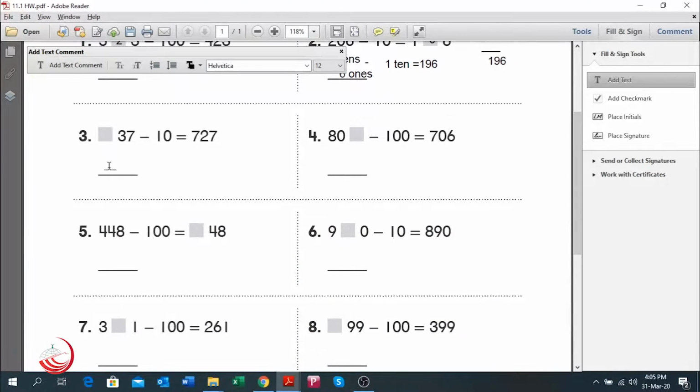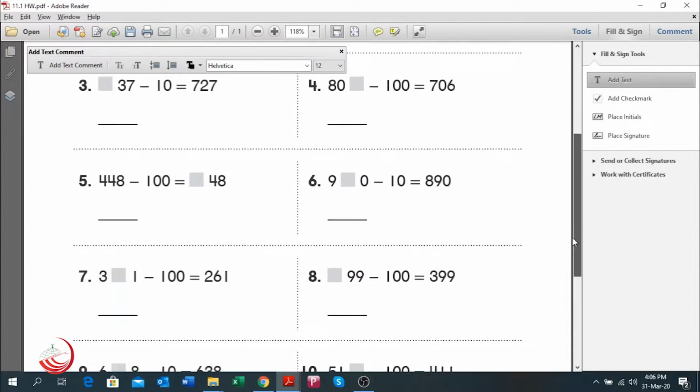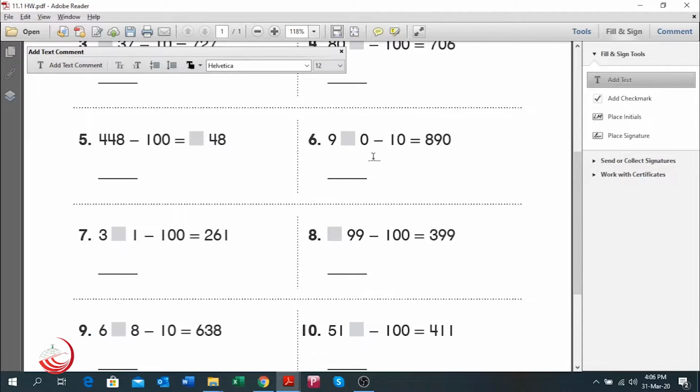The rest is easy. That's easy. Number 6, let's do number 6 together. 9 something minus 10 equals 890.